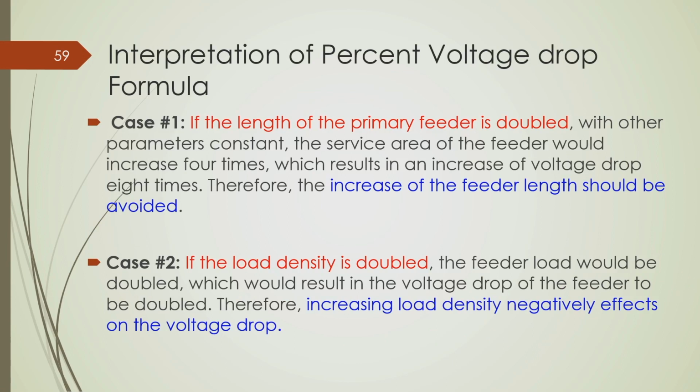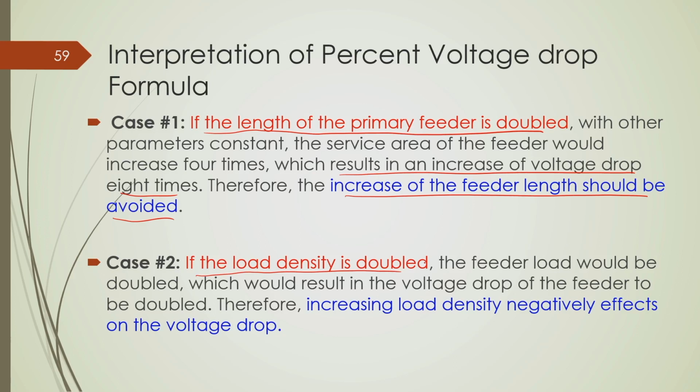So, if you look at my interpretation, which is written over here. Case 1 is if the length of the primary feeder is double, which will increase the voltage drop 8 times, and therefore, increase of feeder length should be avoided. Okay. This is one of the thumb rules. Then case 2 is if the load density is double, then it will result in the voltage drop of the feeder being double. So, therefore, increasing load density negatively affects the voltage drop. So, these are the interpretations.